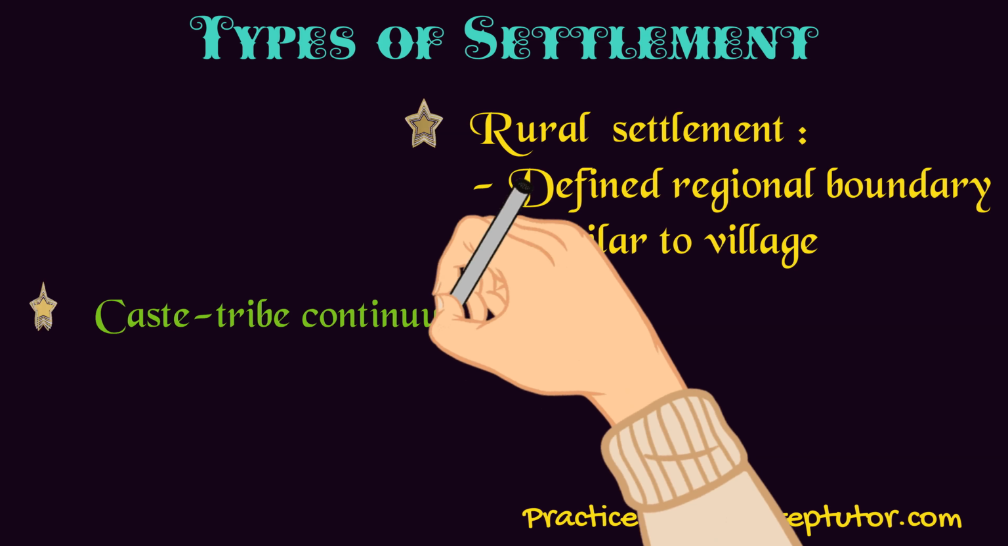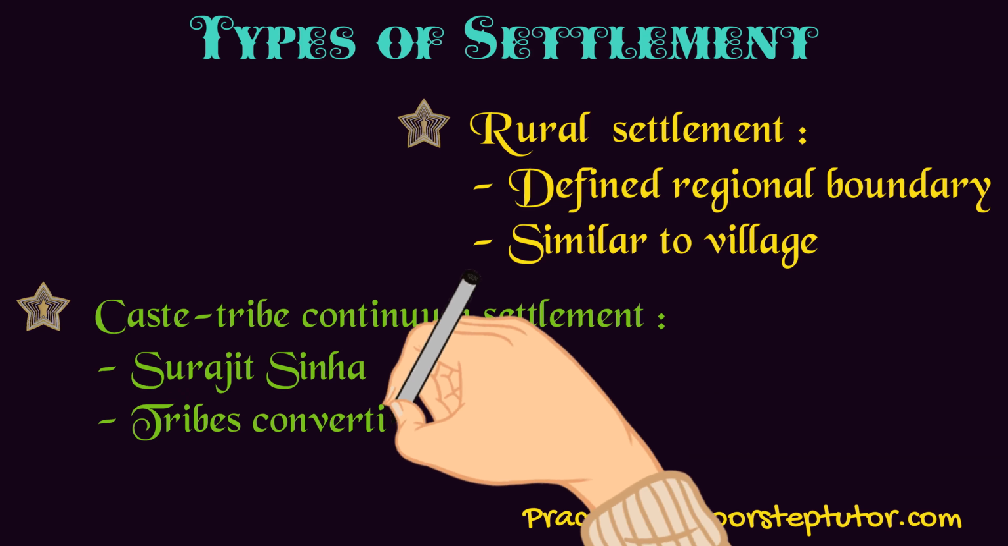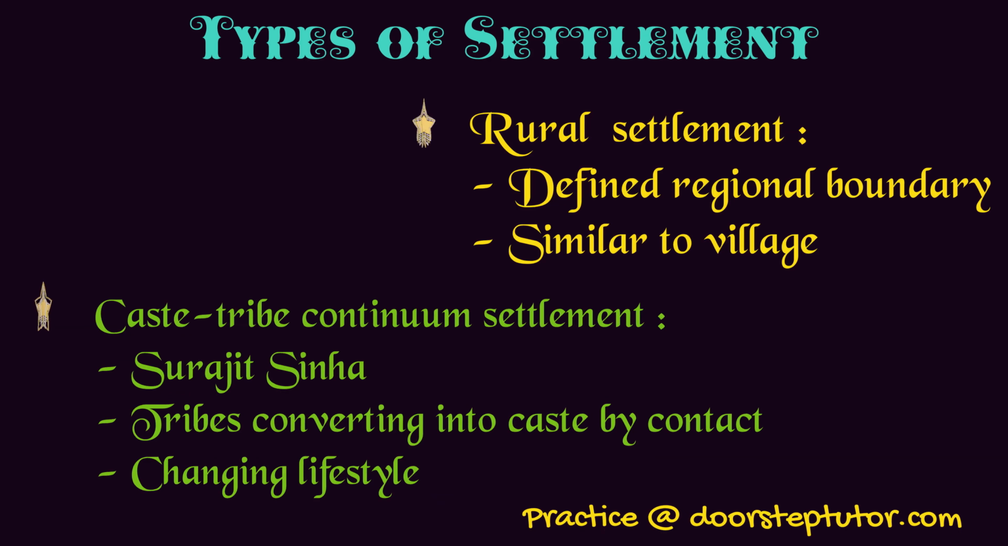Last is Caste-Tribe Continuum settlement. This was studied by Surajit Sinha in India, where tribes started converting into caste by contact. By contact means they started coming into contact with the caste. How? We studied that because of the demands in the society, because there were new demands with the change in society. And with this, their lifestyle also started changing because they started coming into contact with the mainstream civilization.